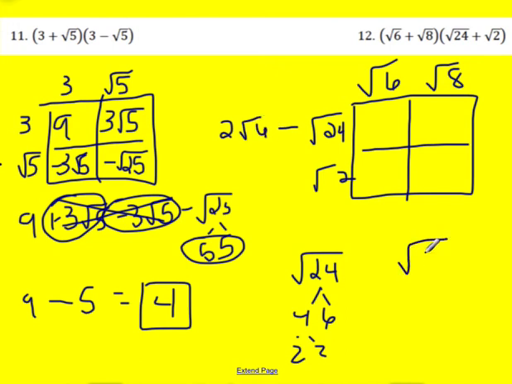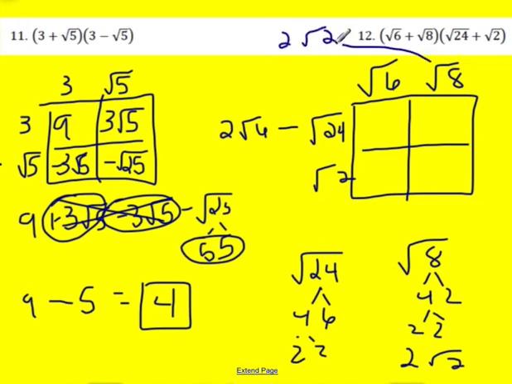When I do the square root of 8, I can break that down into 4 and 2 and then 2 and 2. So that's going to be 2 square roots of 2 that I can simplify 8 down to. So that's going to make my multiplication easier. So for the first box, I'm going to take 2 square root of 6 times the square root of 6. So I'm going to get 2 times the square root of 6 times 6, which is 36.